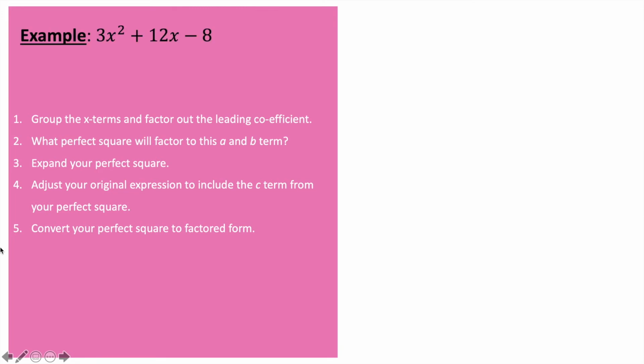We have 3x squared plus 12x minus 8. Our first step is to group the x terms and factor out the leading coefficient. So I'll group 3x squared plus 12x and factor out the leading coefficient, which would be that positive 3. Looks like this. I end up with 4x because 3 times 4 is 12, and I factored out the 3. So we need to ask ourselves, what perfect square will factor to this a term and b term, meaning the a term and b term we have in our parentheses?